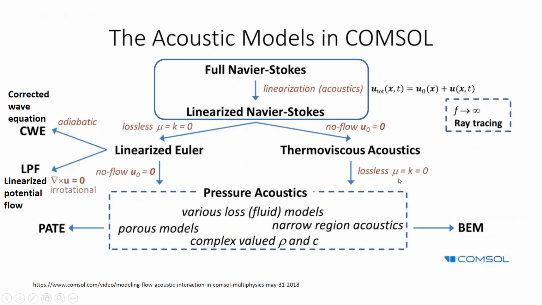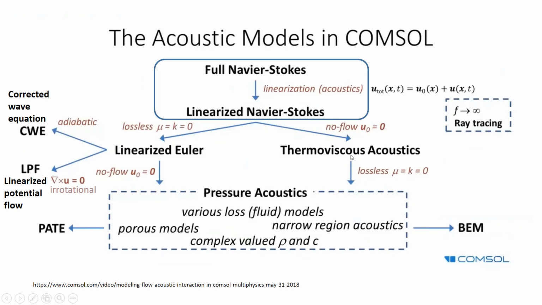So we're going to see here how that could be. The acoustic model in COMSOL has the full Navier-Stokes equation for solving CFD, and then by linearization, makes it acoustics. As we say, the total velocity at any point equals the reference value of the velocity, and then the perturbation velocity forms the acoustic flow field. After doing that, we transform the full Navier-Stokes equation into the linearized form of the Navier-Stokes equation. If we just make the flow velocity equal 0, we have thermoviscous acoustics.